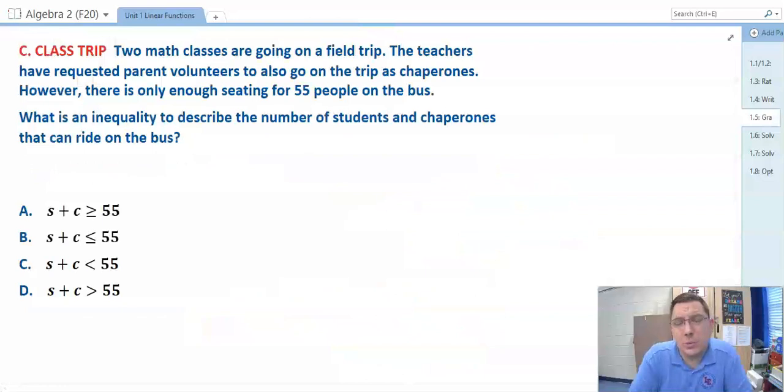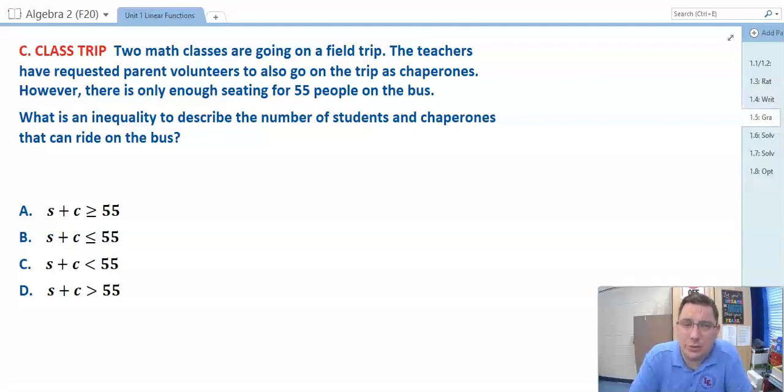We got one more example we're going to look at, and we're going to look at this class trip for a couple of math classes. So 2 math classes are going on a field trip. The teachers have requested parent volunteers to also go to be chaperones. However, there's only enough seating for 55 people on the bus. Write an inequality to describe the number of students and the number of chaperones that can ride on the bus.